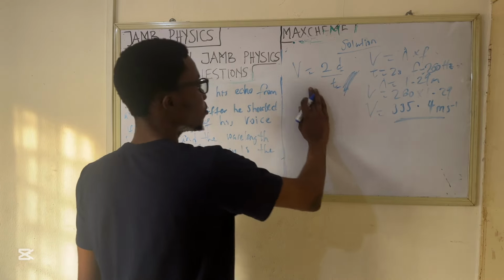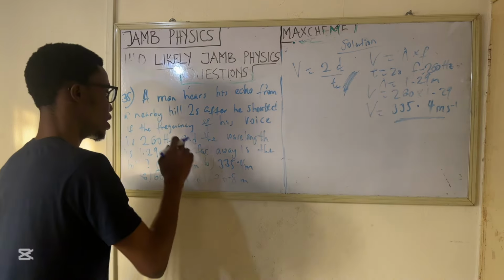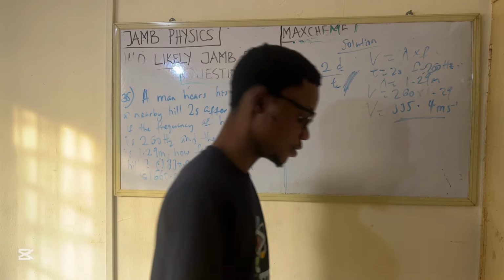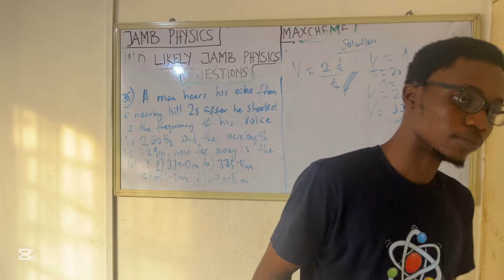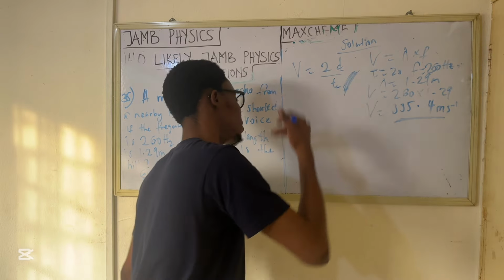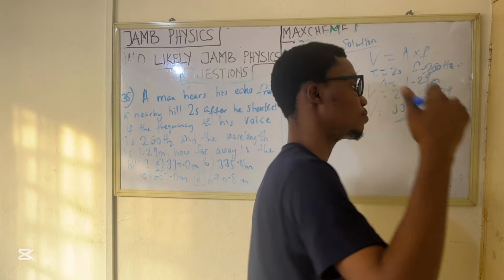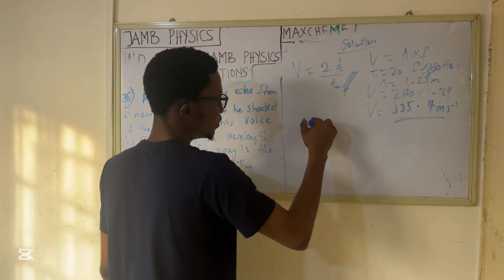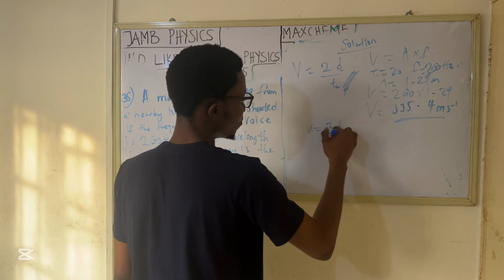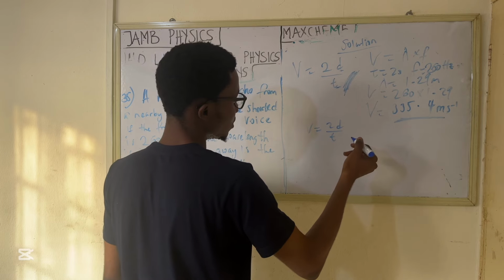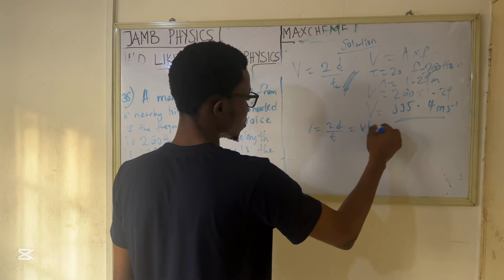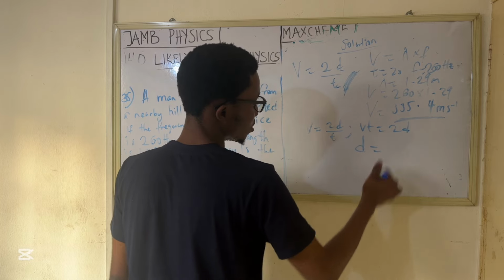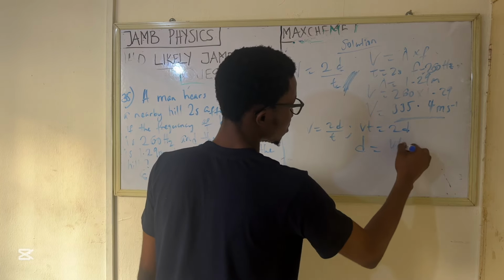Now, using this formula to calculate the distance, that is, how far is the hill? We want to calculate the distance of the hill from the man. Now we have V is equal to 2D over T. Then we'll make D the subject of formula. We have VT is equal to 2D. Then D is equal to VT over 2.